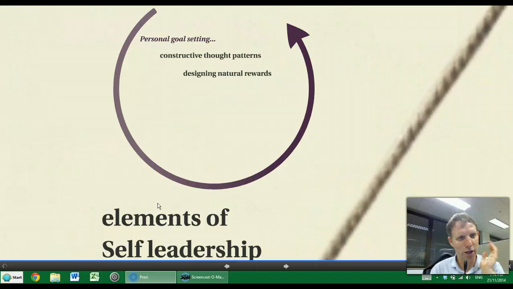Designing natural rewards, this is an interesting one. If you can actually, as your own leader, pick those elements of yourself and be honest with yourself that you're not good at or that you're reluctant to do. For example, I hate cleaning my house. This is the example that I like to give. Now, I have worked out all sorts of extrinsic and intrinsic rewards for cleaning my house.